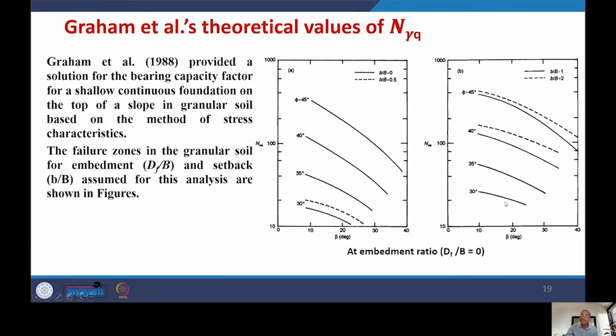The same thing is here: you could see b/B equal to 1, solid line and dotted line. The dotted line, first of all, is above the solid line for the same value of phi, which was expected. And you could see in these curves the effect of setback distance, because it is 1 and 2. When it is 2, it increases, and at the same time you see the effect of beta, that is the slope angle, on these values.